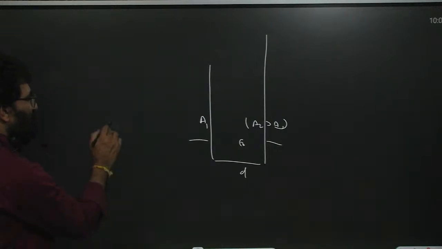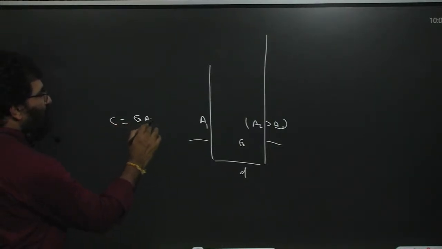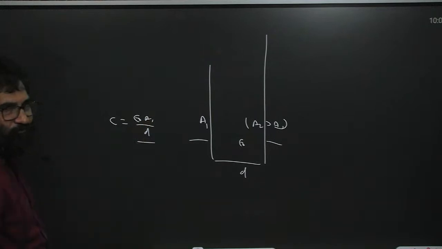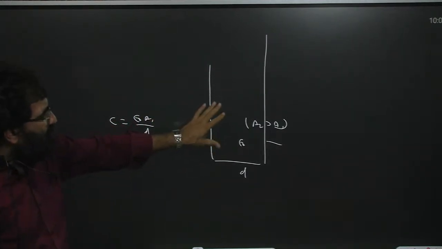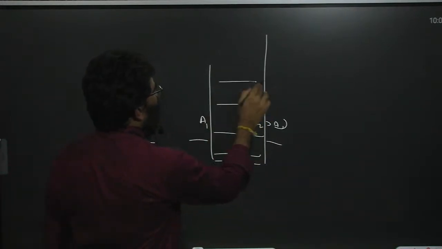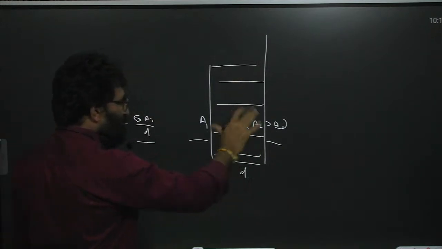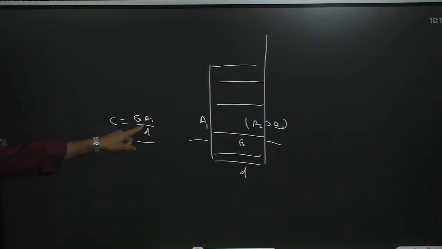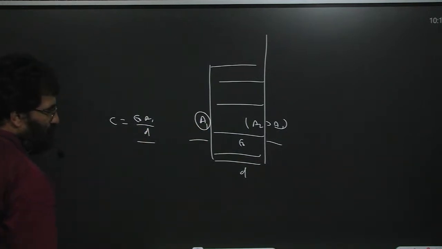So the capacitance between them is C equal to epsilon naught A1 by D, not A2, or A2 minus A1. This area is less, this area is more. Definitely the field is shared between these two only. Whenever the field is shared, we can take the potential difference between these two only. So you have to consider the lesser area, so C is epsilon naught A1 by D.